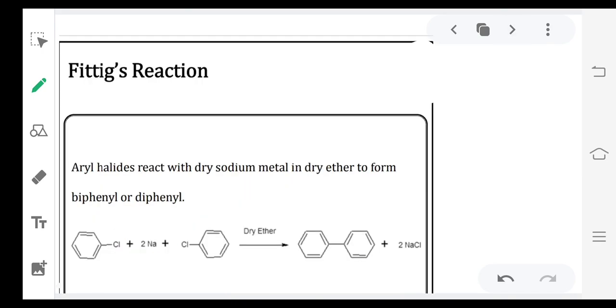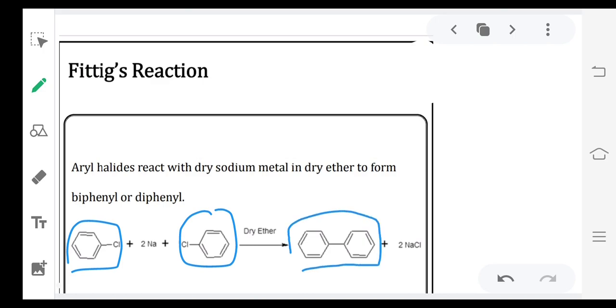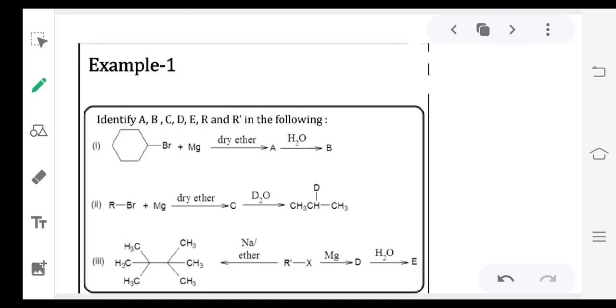Next, Fittig reaction. Fittig reaction means both aryl halides react in the presence of sodium, then you will get biphenyl. So both alkyl halides means Wurtz reaction. One alkyl halide, one aryl halide means Wurtz-Fittig reaction. Both aryl halides means Fittig reaction. So take this question as homework. Pause the video, note it down and try to answer this.